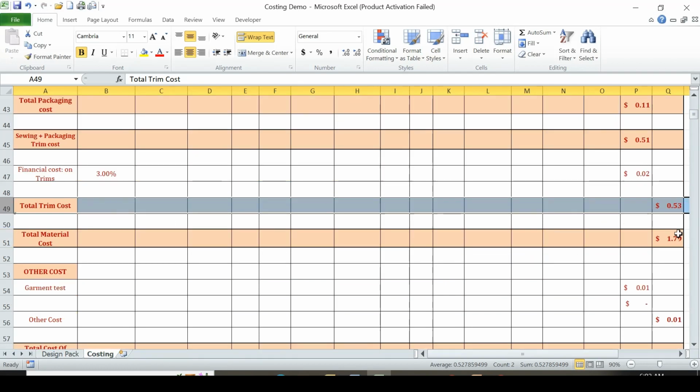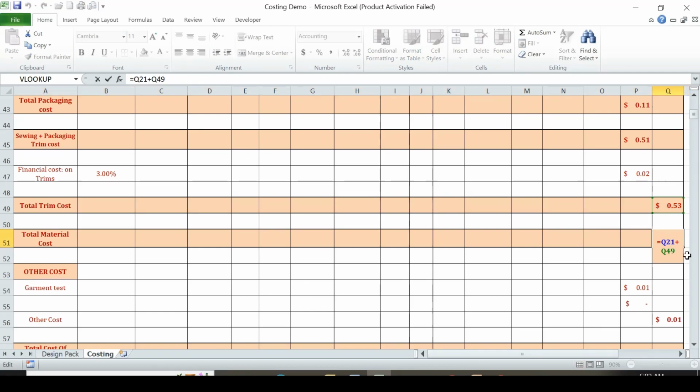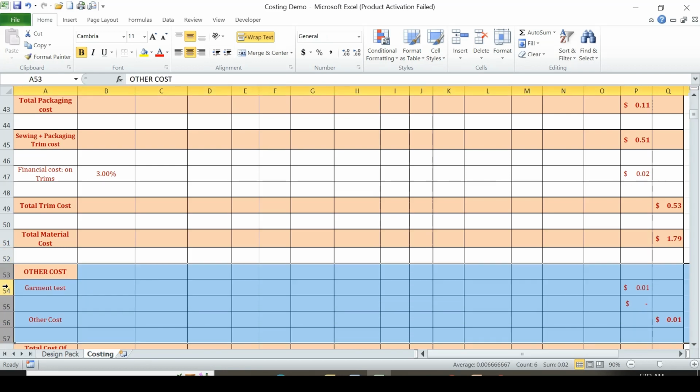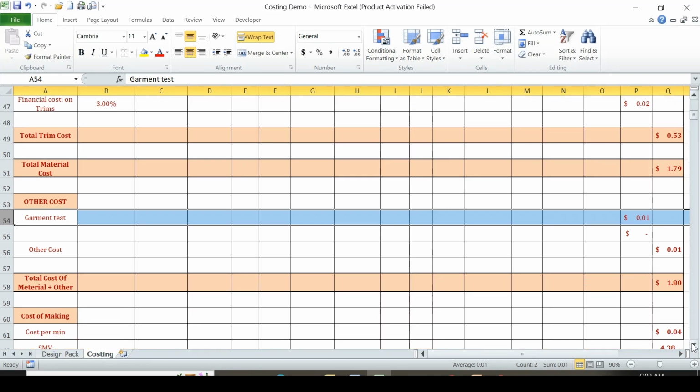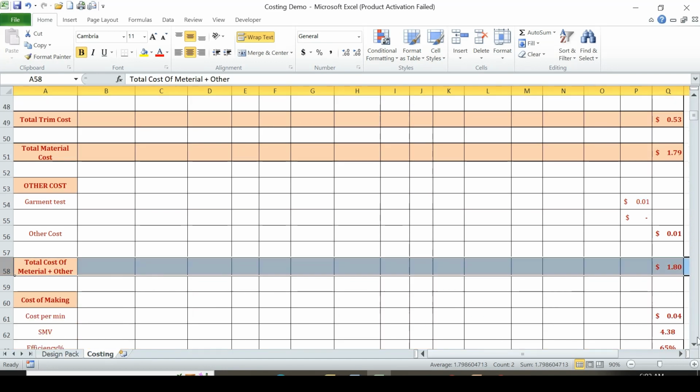53 cent. Now, I have added this 53 cent with the fabric cost. So, I have received 1.79, that is $1.79. And if I have any other cost, like garments test, I consider 1 cent. So it is coming to $1.80 total garments price.